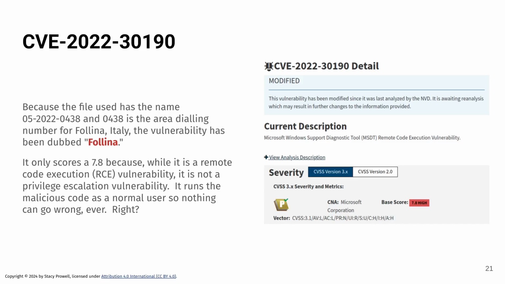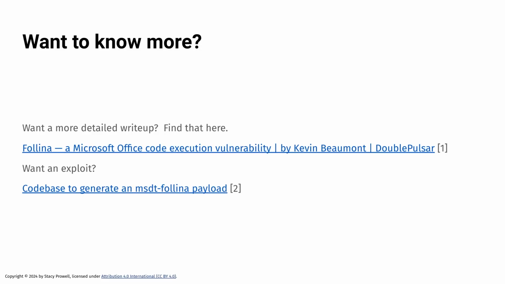Because the file used had this name that ended in 0438, and because 0438 was the area dialing number for Follina, Italy, the vulnerability was dubbed Follina. And there you go. If you want to know more, I've gone through this pretty fast, admittedly. There's a really great article to write up right there. And if you'd like to see an exploit for it, you can go ahead and take a look at that second link.